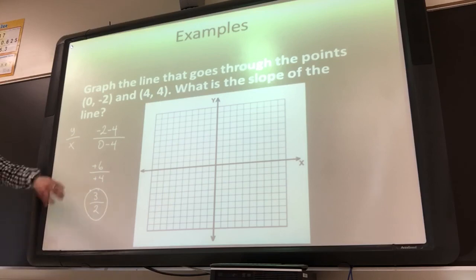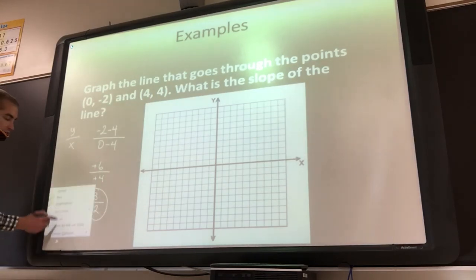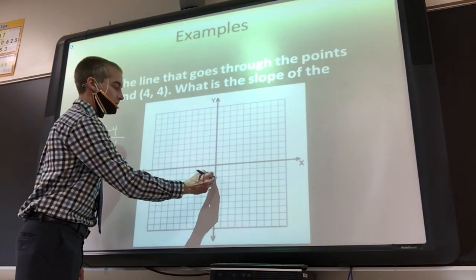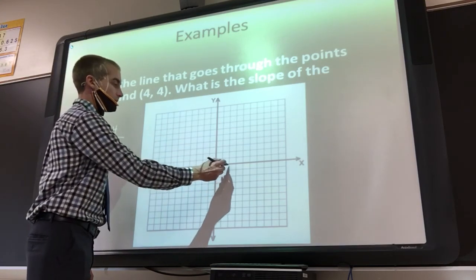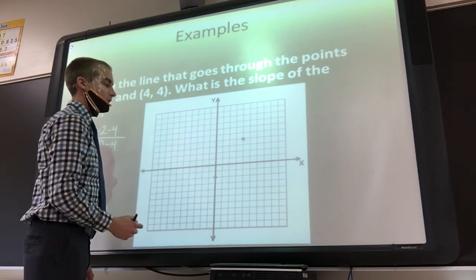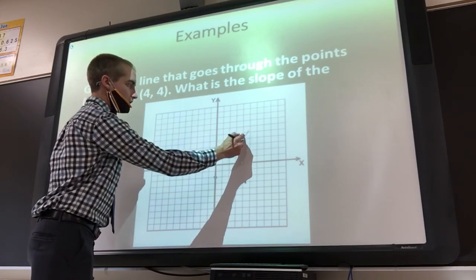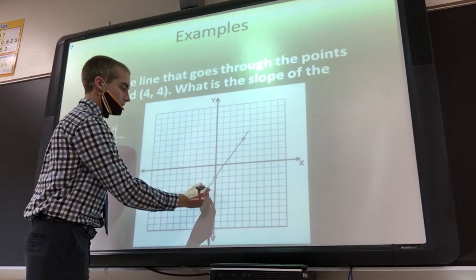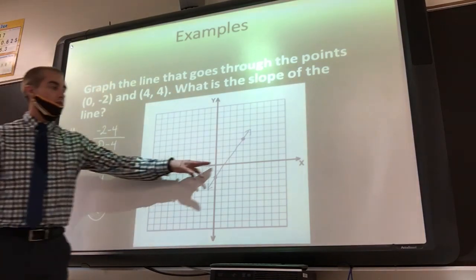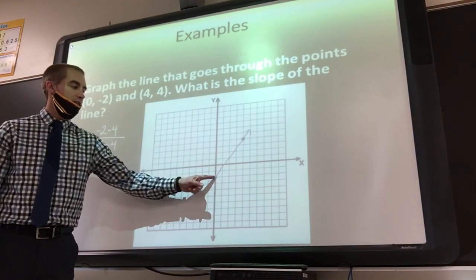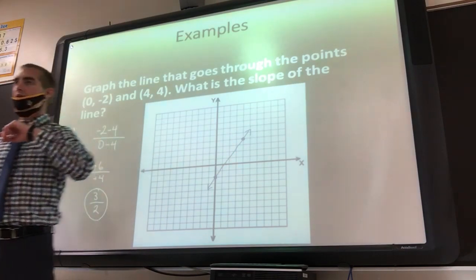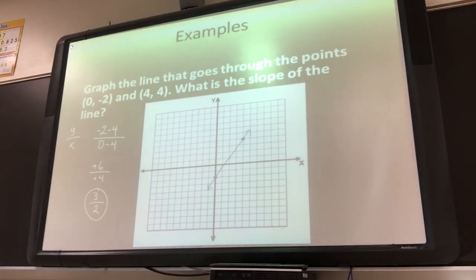So that's the slope. Now let's graph the line that goes through those 2 points. So we've got 0, negative 2. We're just going to go down 2. And then 4, 4. And we can graph it. And what should happen is we should go through one more point at 2, 1. Because that's going up 3 and right 2. Up 3, right 2, we get to the next point. And that's why that slope works.